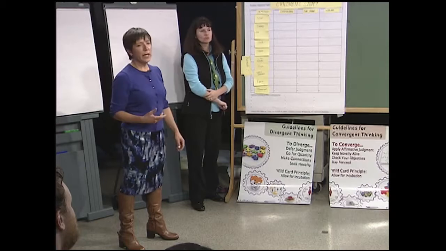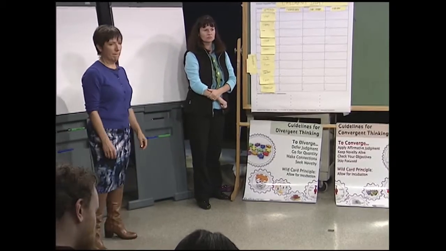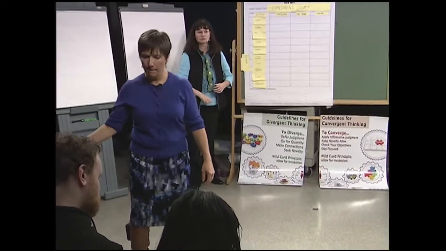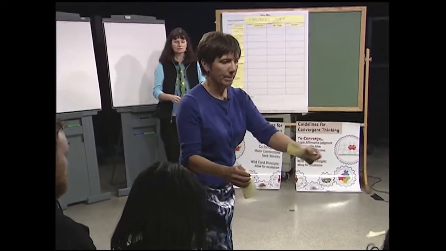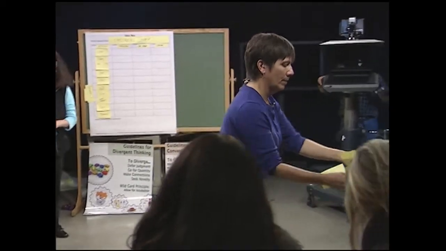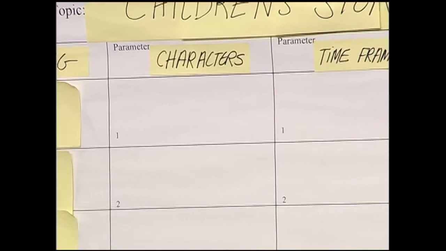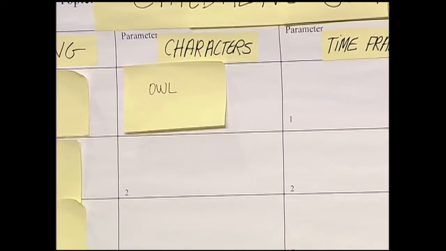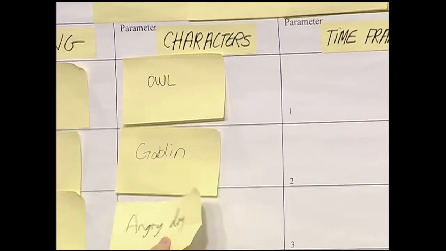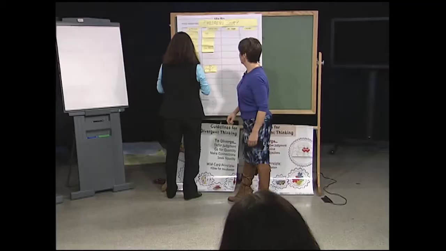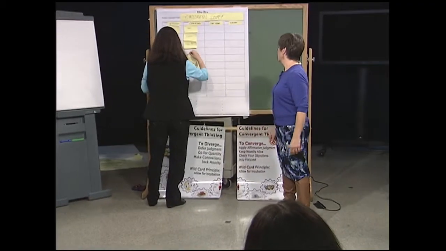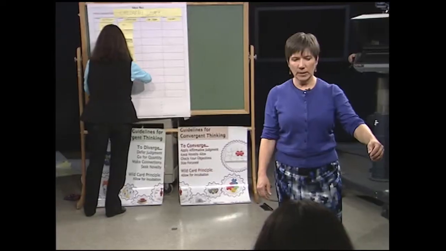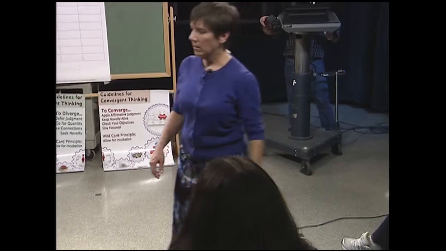All right, characters. Angry girl. Ant. Goblin. Angry dog. Child. Owl. The boogeyman. Okay, that should be about it. Let's see where we're at. I think we need two more. Two more? Santa. Say them loud enough so everybody can hear. Monkey. All right, we got them.